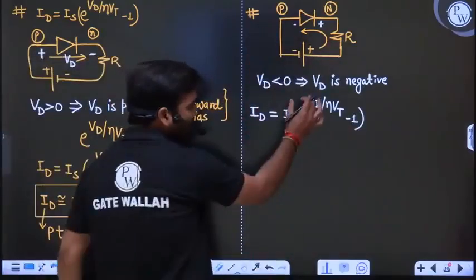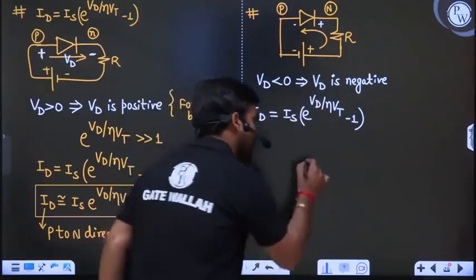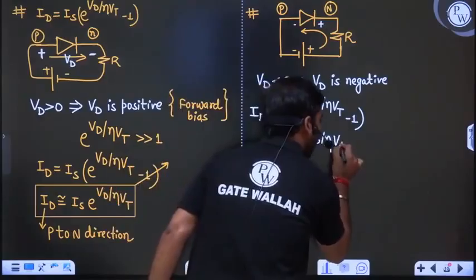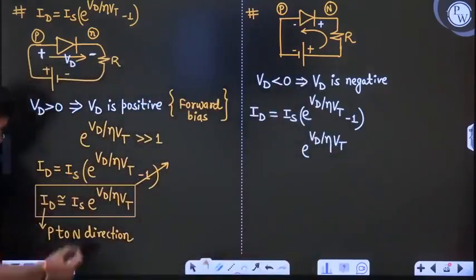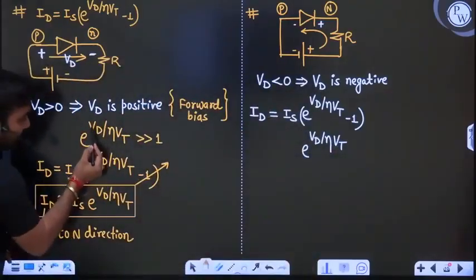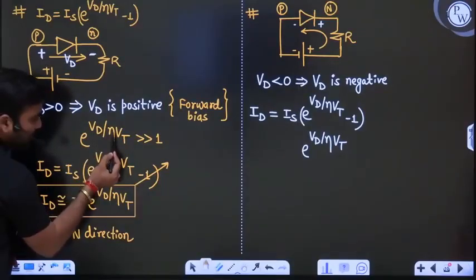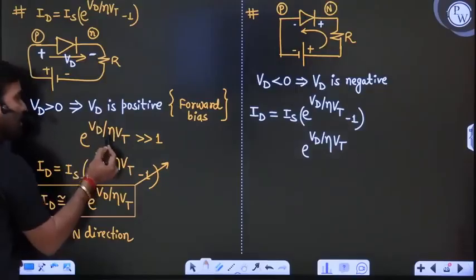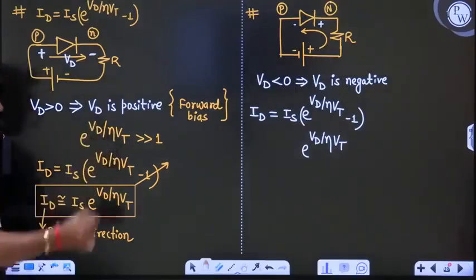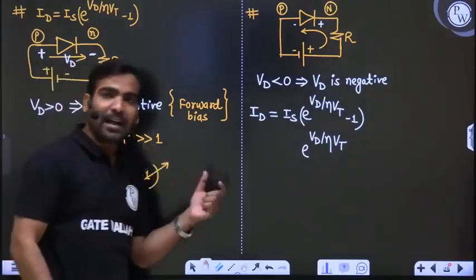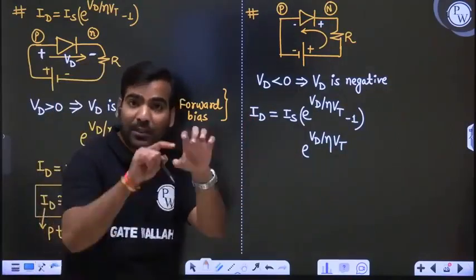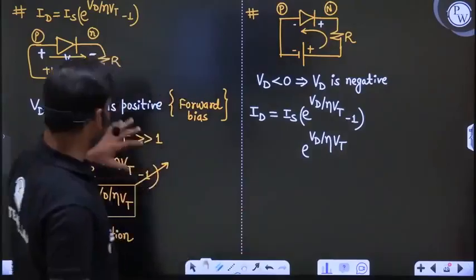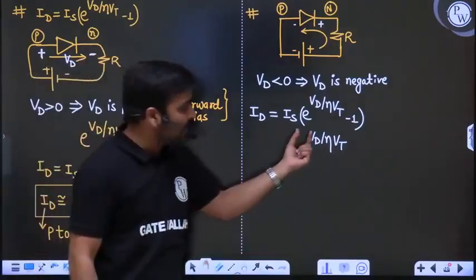Now in this case Vd is negative. Listen carefully. Look at e to the power of Vd upon eta Vt. In the earlier case, Vd is positive, so positive upon some number which is very small. A number divided by a small number is a very large number. E to the power of a positive and large number, put it in the calculator, you will see it is much greater than 1. But in this case, Vd is negative.